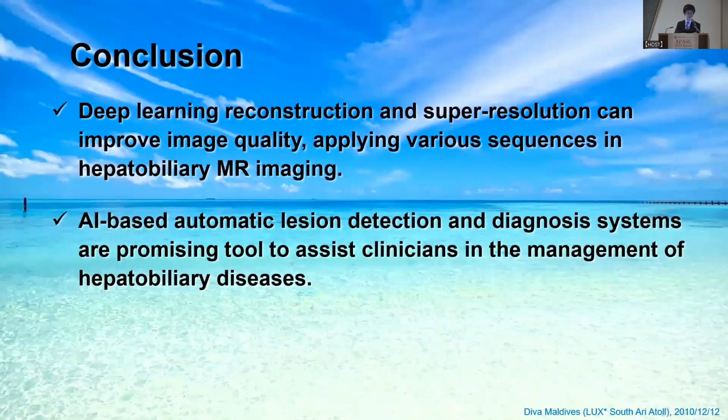So in conclusion, deep learning reconstruction and deep learning super resolution can improve image quality, applying various sequences in hepatobiliary MR imaging. And AI-based automatic lesion detection and diagnosis systems in MRI are promising tools to assist clinicians in the management of hepatobiliary disease. Thank you for your attention.